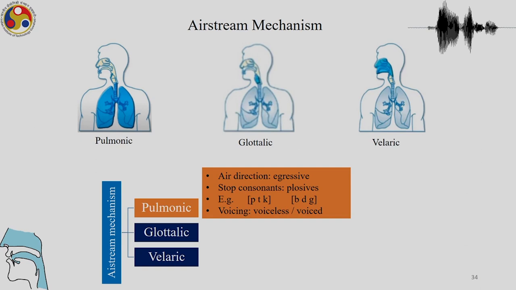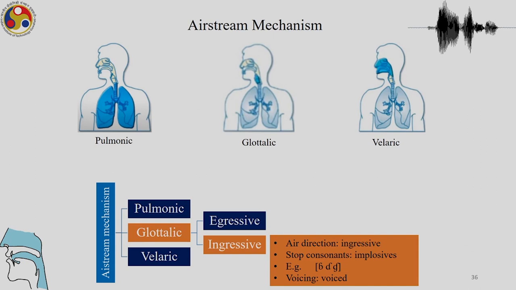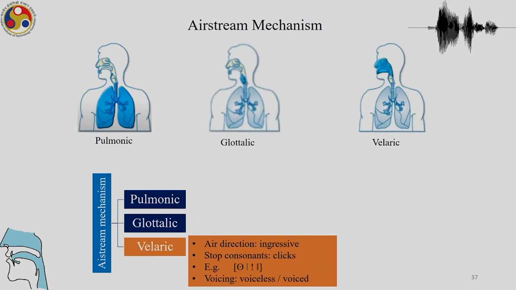So we have egressive sounds. As for pulmonic egressive, most sounds in the languages of the world are produced with the pulmonic egressive airstream, with air coming out. Egressives can also be produced in the glottalic and velaric airstreams. The glottalic egressives are called ejectives. Ingressives are produced not with air coming out, but with air sucked in, and those are called implosives. And we have ingressive sounds produced by the velaric airstream, and those are called clicks. We will look at these sounds in great detail when we look at the diversity in the languages of the world.